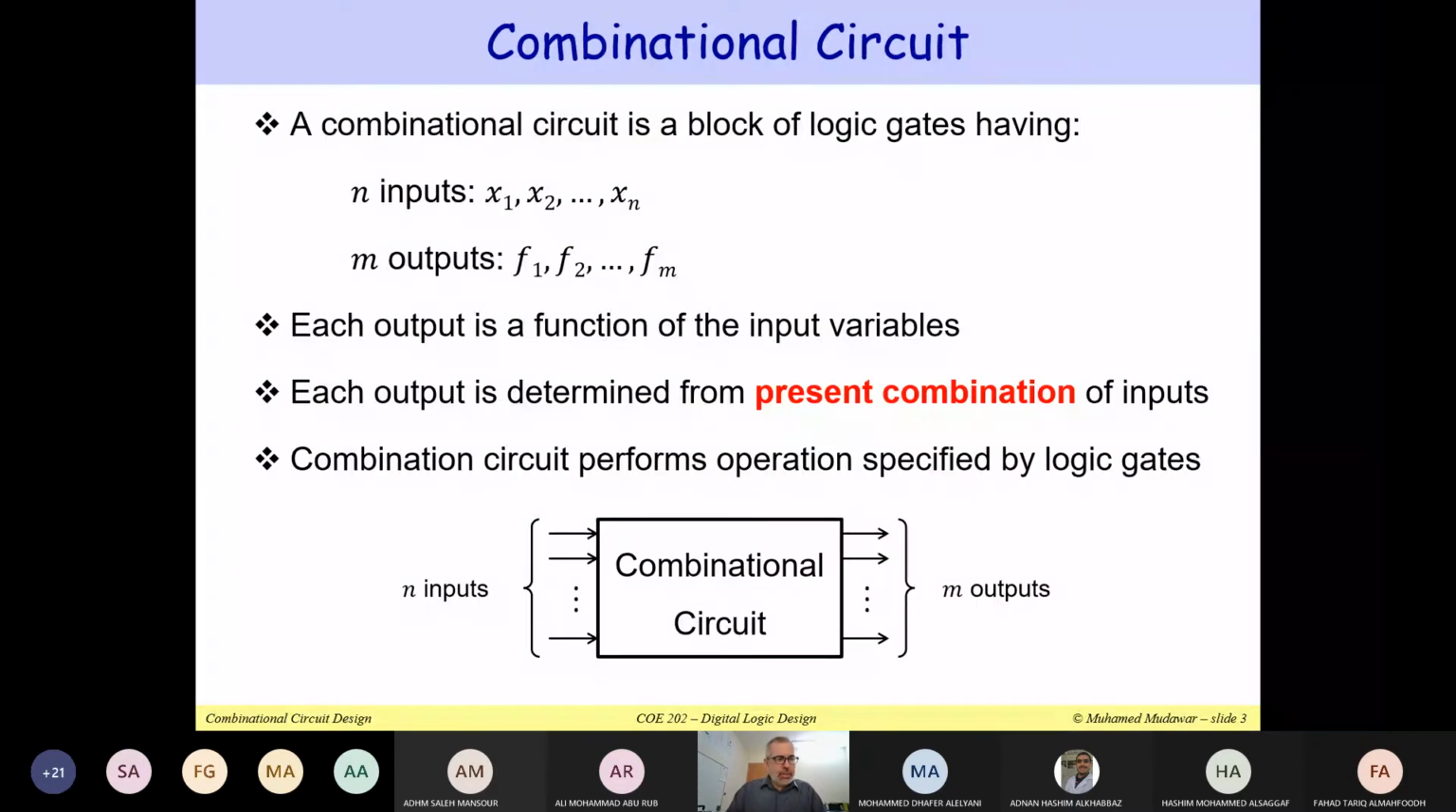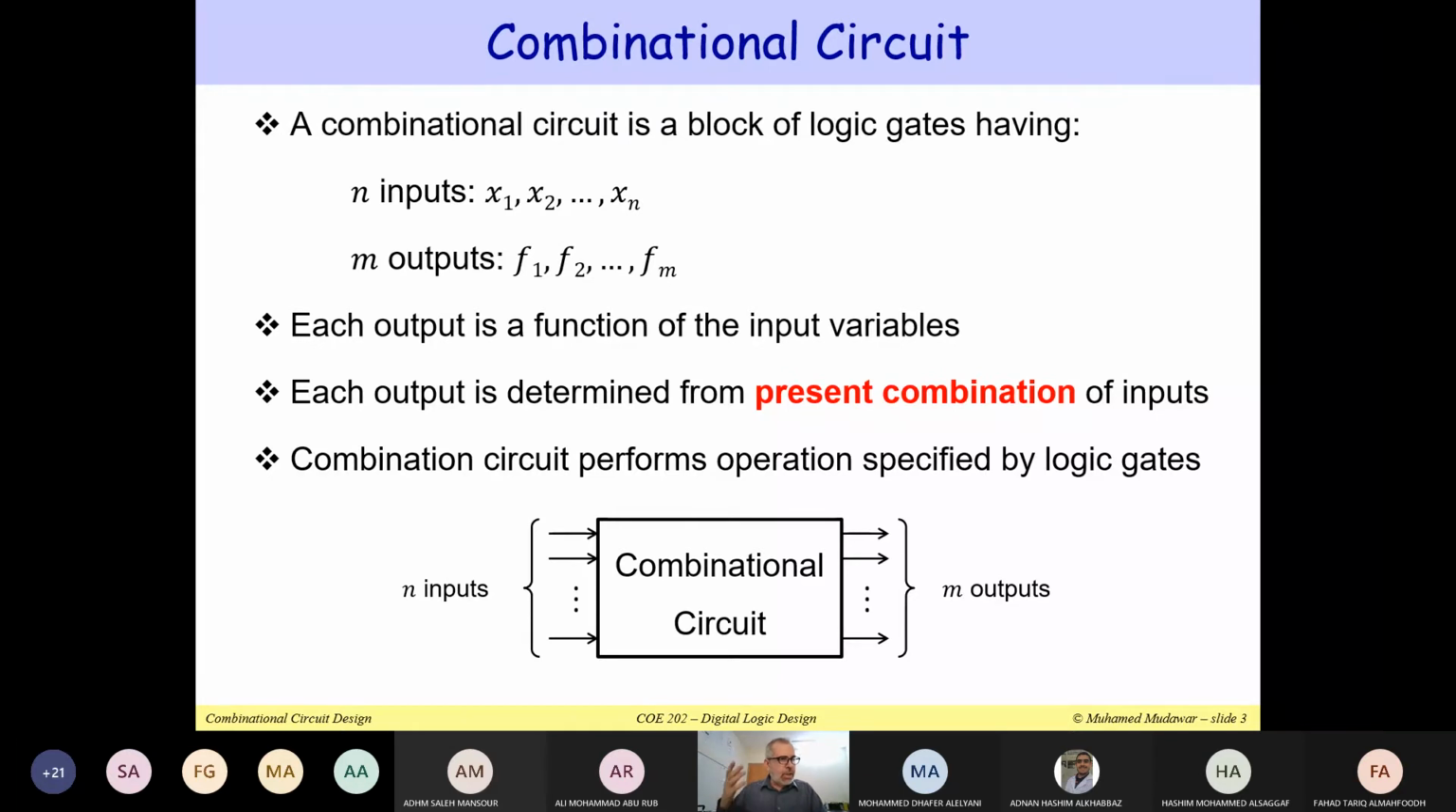We have seen combinational circuits before. I already have introduced that before. A combinational circuit can have n inputs. So n can be large. It might actually have a large number of inputs. So we can number them x1, x2, all the way to xn.